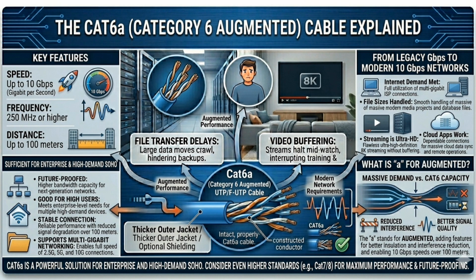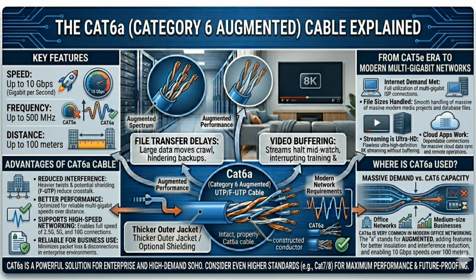Let's talk about Cat6a cable. Let's move to Cat6a. Cat6a means category 6 augmented. This cable is designed for faster networking. Key features of these cables are it can provide speed from 1 Gbps to 10 Gbps. Frequency is 250 MHz or higher. Distance it can cover up to 100 meters.